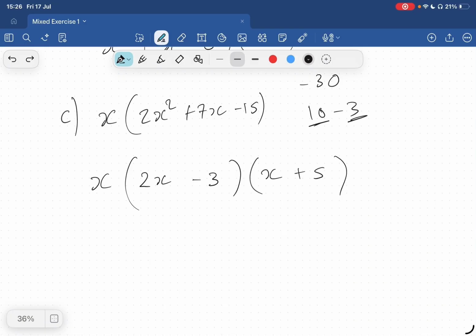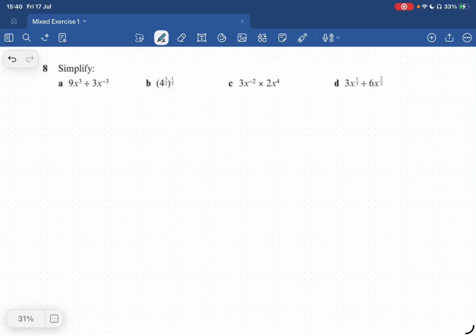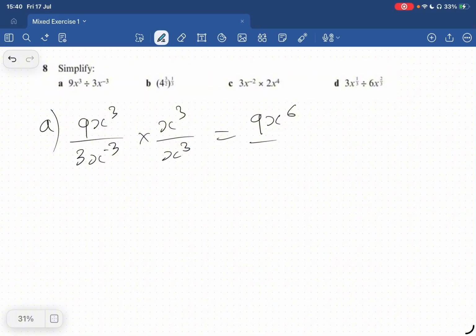Okay, so our final answer, question 8, and we're simplifying. Now, with these divisions, always write it as a fraction. Okay, it makes it a lot easier to work with. So we've got x to the minus 3 at the bottom, so it's times top and bottom by x cubed to cancel that, so we get 9x to the 6 over 3, divide by 3, we get 3x to the 6. Perfect.